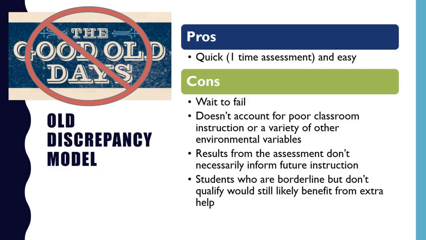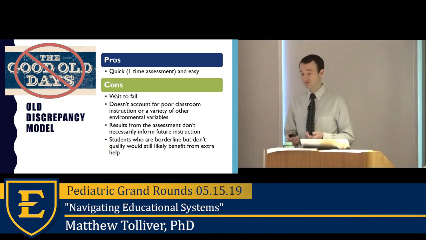It turns out that maybe the good old days weren't so great, because although this was a quick way to assess kids and pretty easy and straightforward, it was kind of a wait-to-fail system, right? You had to wait until you had this two standard deviation gap between your IQ and achievement. And so what are you going to do in the meantime? You're not getting any extra help or any extra interventions. And it's not really taking into account other environmental factors that could cause those low reading scores or those low math scores. And if you're borderline, like the kid who had the 85 that we looked at, that kid needs some extra help and intervention as well. And so this model really wasn't addressing that.